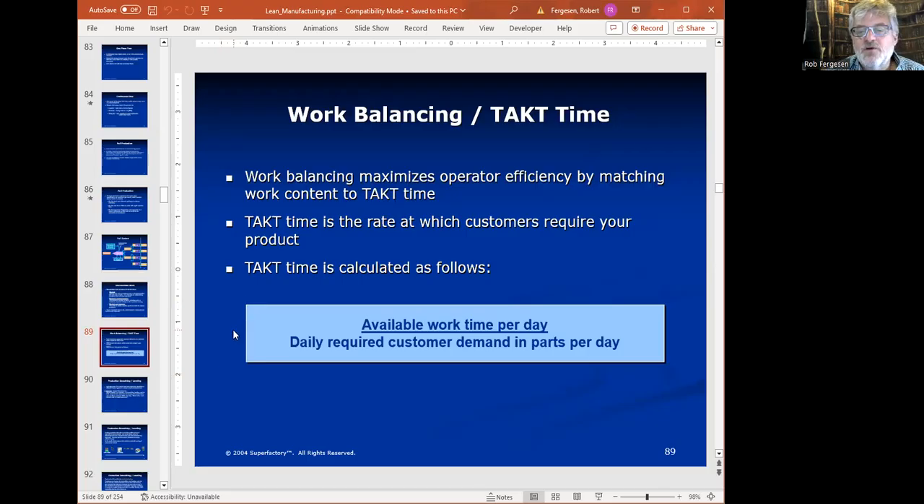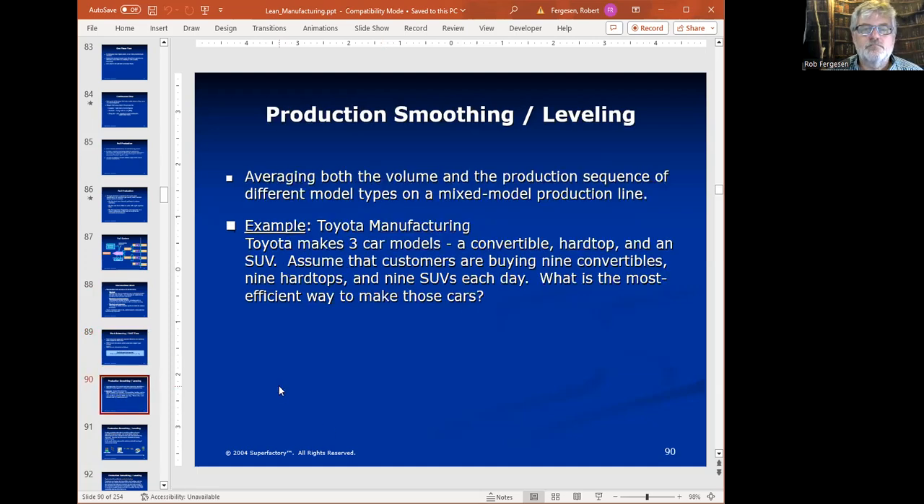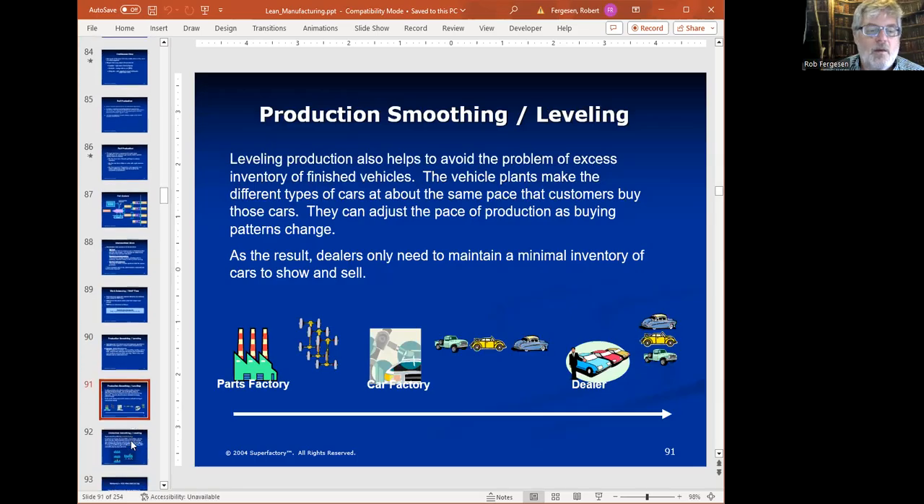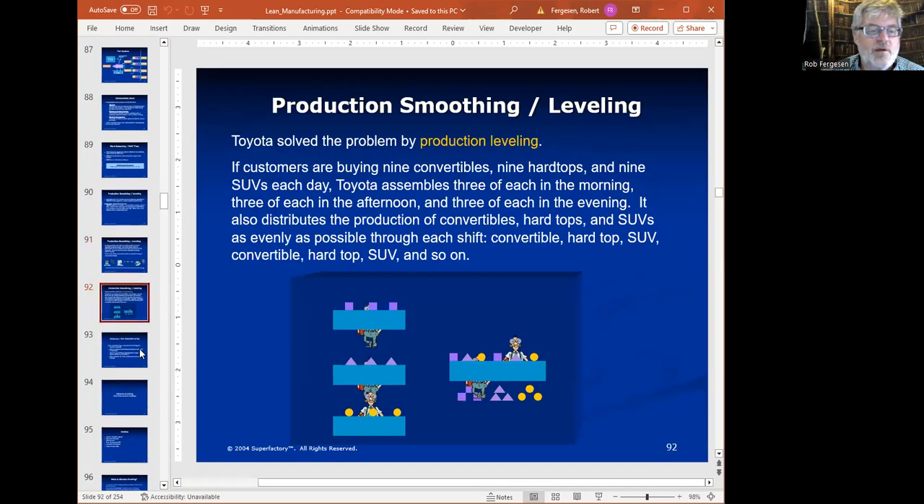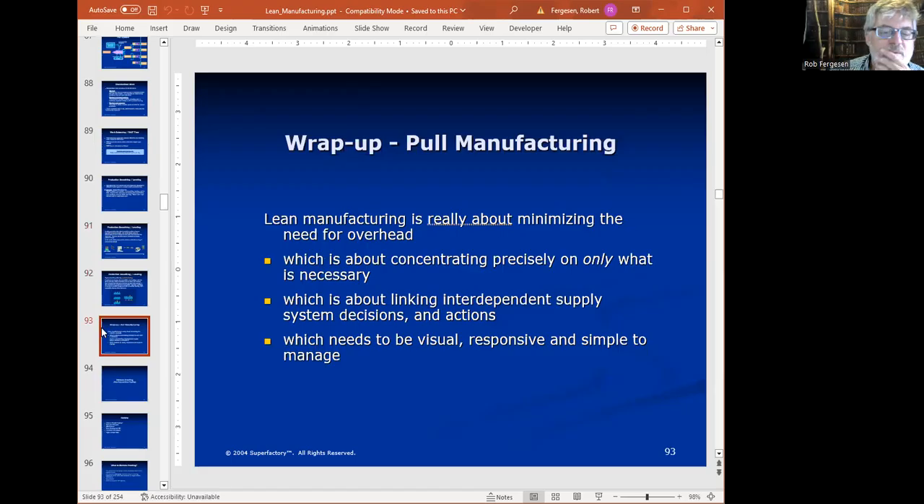So takt time is the rate at which customers require your product. It is available work time per day divided by the daily required customer demand in parts per day. And so the idea is you want to do some smoothing or leveling so that you can basically set up your manufacturing line to continually produce at the right rate for the customers that demand your parts. So let's skip over the rest of the smoothing and leveling because it's not important for our work cells.